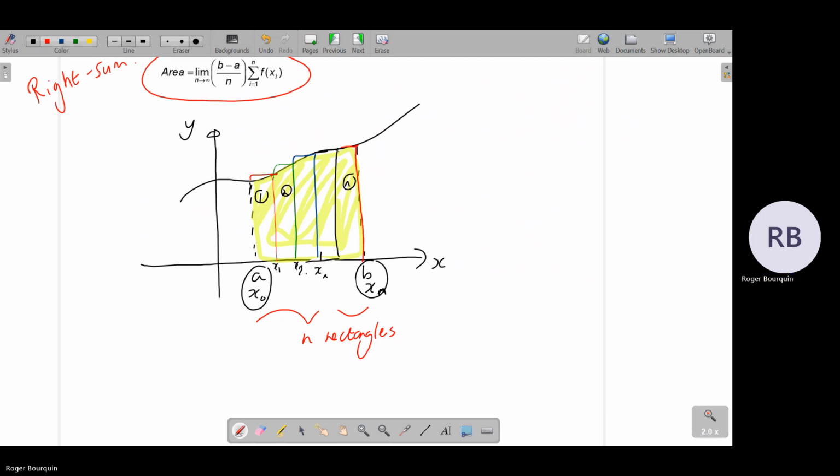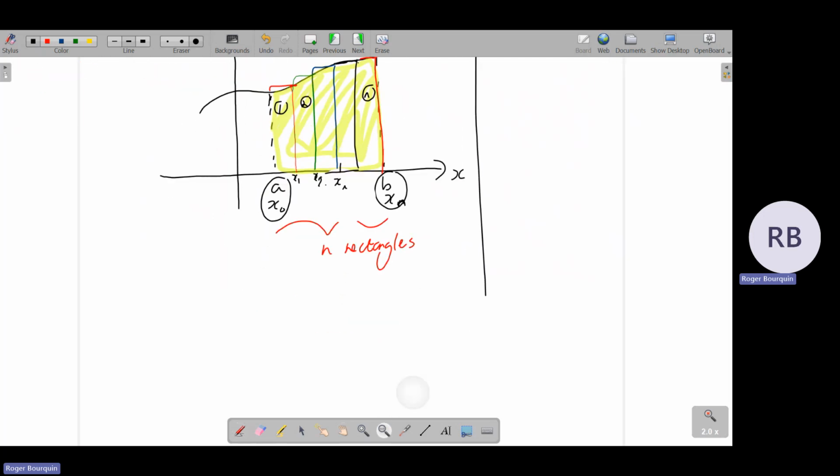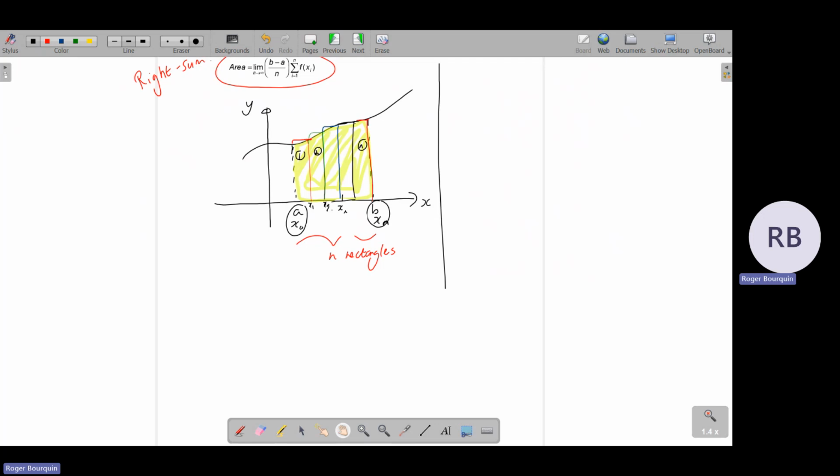Right. Now, the objective is I want to get an accurate estimation of that yellow area. In fact, it's going to be exact, because math is available. So now we have to figure out this formula. First of all, what are we going to do to find the area? The principle that we're going to use is to say that the area is going to be equal to the sum of the rectangles.